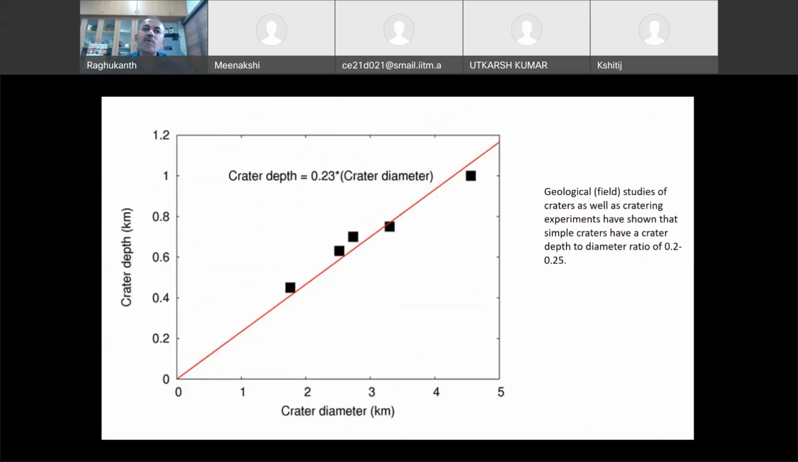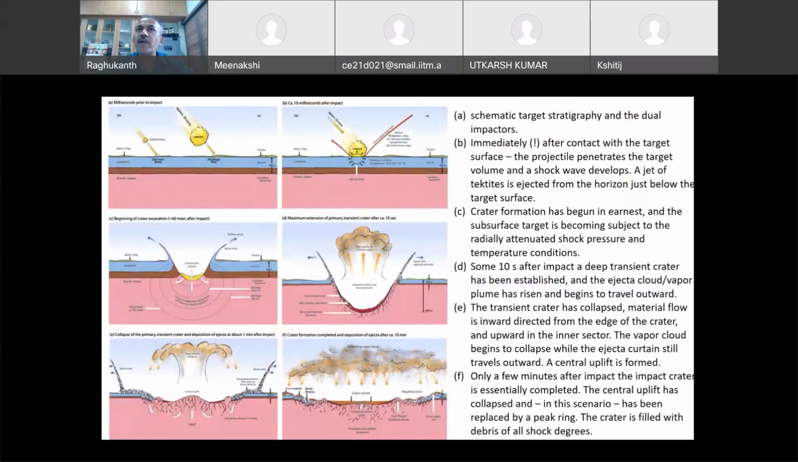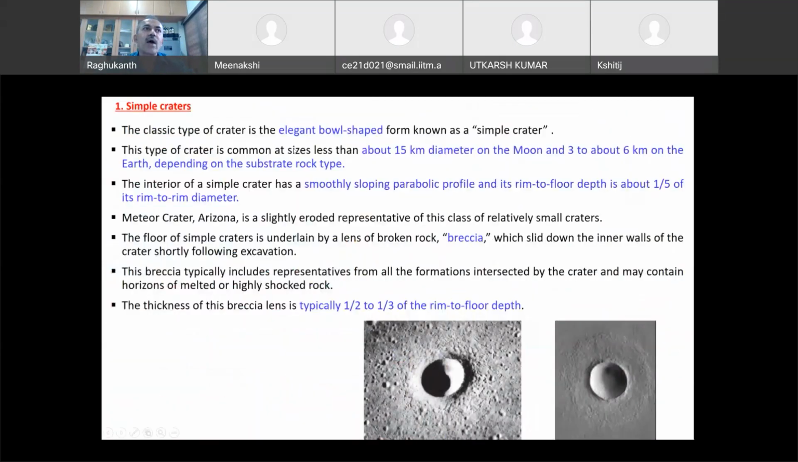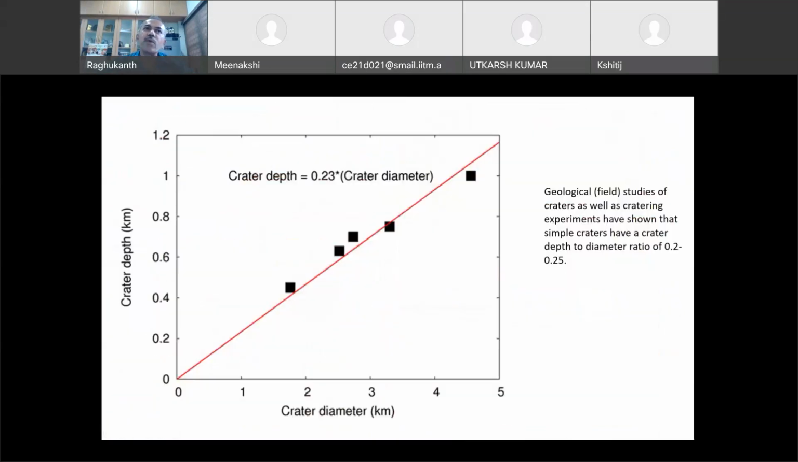So the crater depth versus crater diameter, I already showed you, right? How much is the crater diameter to crater depth? Like I already told you, rim to rim diameter and then rim to floor depth. This is about 1/5, that is essentially 0.2. If you plot a graph on the Moon and do some experiments, you can see the crater depth is approximately 0.23 times the crater diameter. That of course 1/5 can be very nicely used for these things itself.